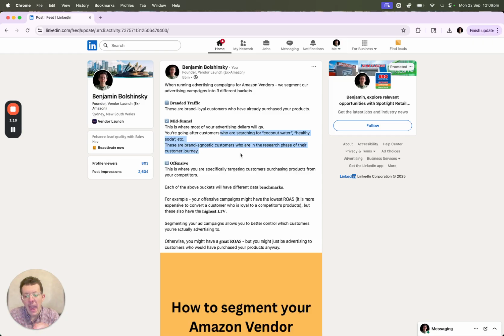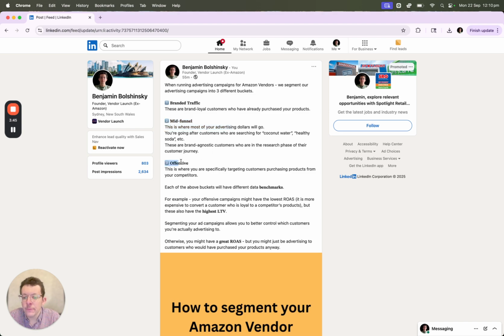And so this is where 80% of your marketing spend will go, right? Because once you've acquired this customer, the probability that they'll repeat order your products is quite high, assuming you have a good product. And so this is where the majority of your advertising spend will go. Mid-funnel is also called consideration.